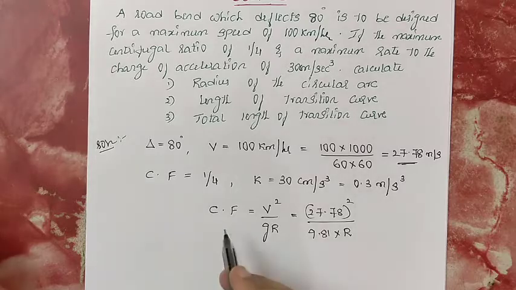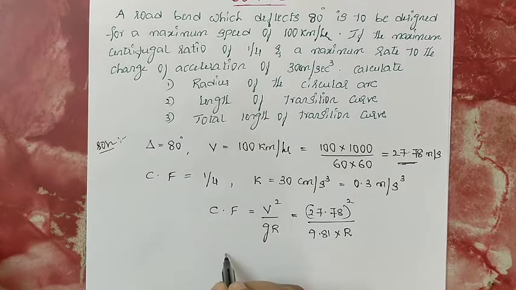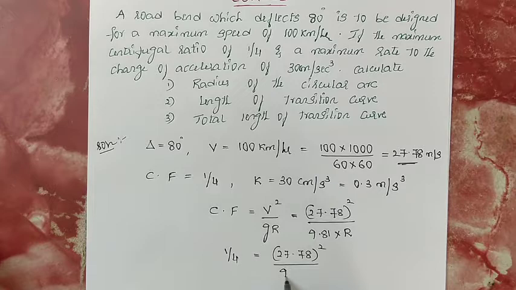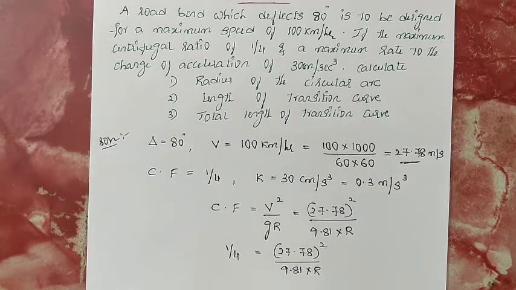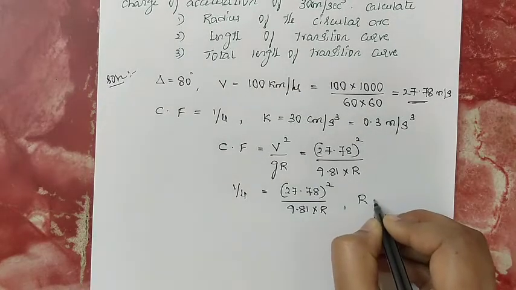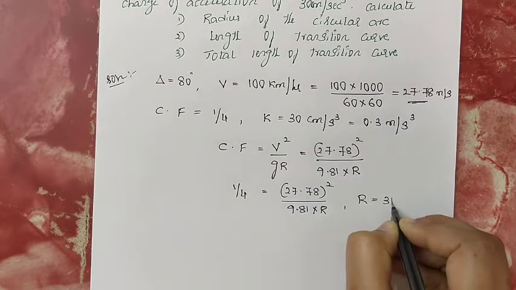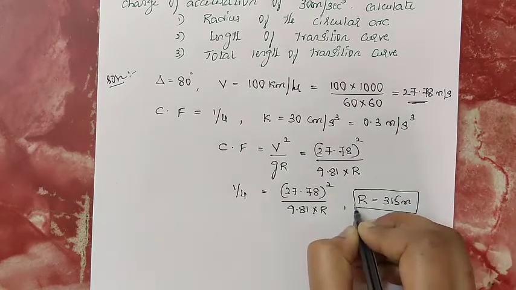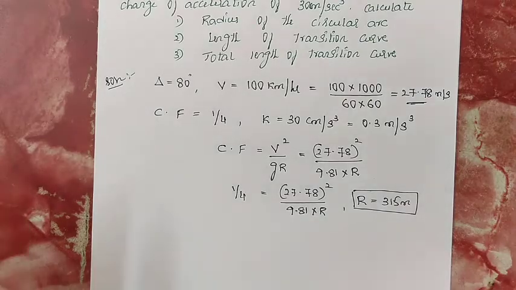Then centrifugal ratio is 1/4. 1/4 equals 27.78 whole square divided by 9.81 into R. Then simplify this equation. Upon simplification, you will get the R value as 315 meter. This is the radius of the circular arc.